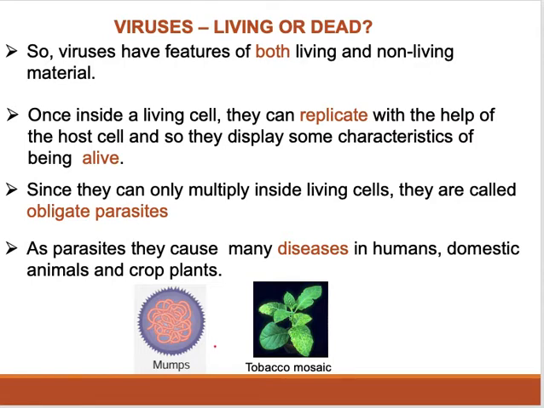So viruses have features of both living and non-living material. Once inside another living cell called the host, they can replicate, which means make copies of themselves with the help of the host cell. And so, if you like, they're displaying some of the characteristics of being alive. But because they can only do that inside another living cell, they are what's referred to as obligate parasites. They cannot survive and reproduce outside of another living cell, or at least not for long. As they're parasites, they cause many diseases in humans, in animals, and in plants as well. And we'll come back to those at the end of the chapter.